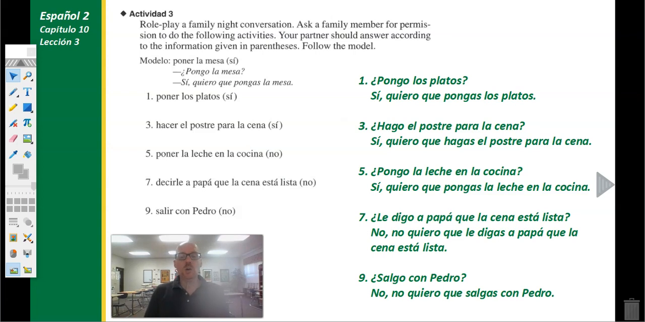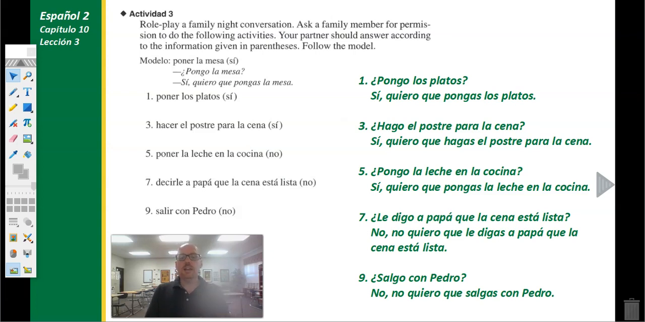Número 3. Hago el postre para la cena. Do I make the dessert for dinner? Sí, quiero que hagas el postre para la cena. Yes, I want that you make the dessert for dinner. Número 5. Pongo la leche en la cocina. Do I put the milk in the kitchen? Sí, quiero que pongas la leche en la cocina. Yes, I want that you put the milk in the kitchen.